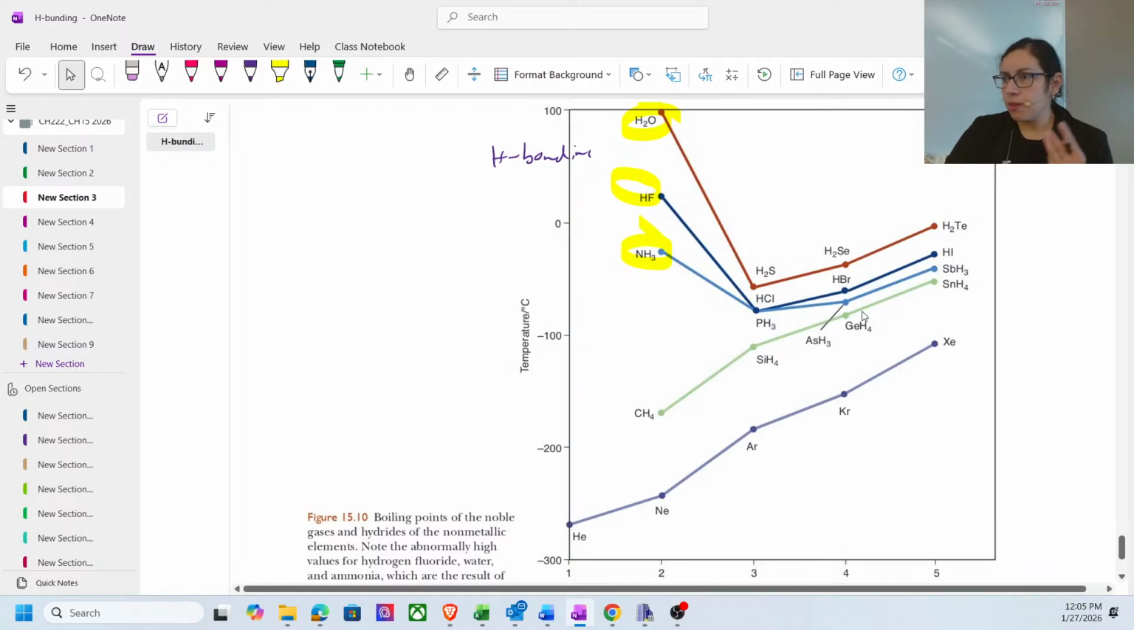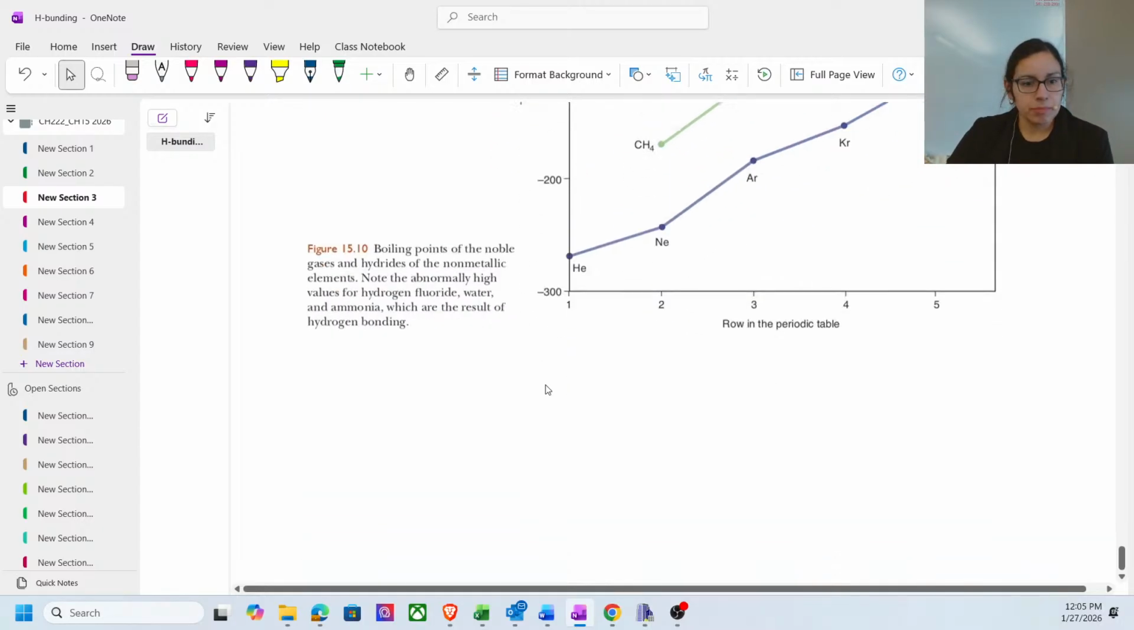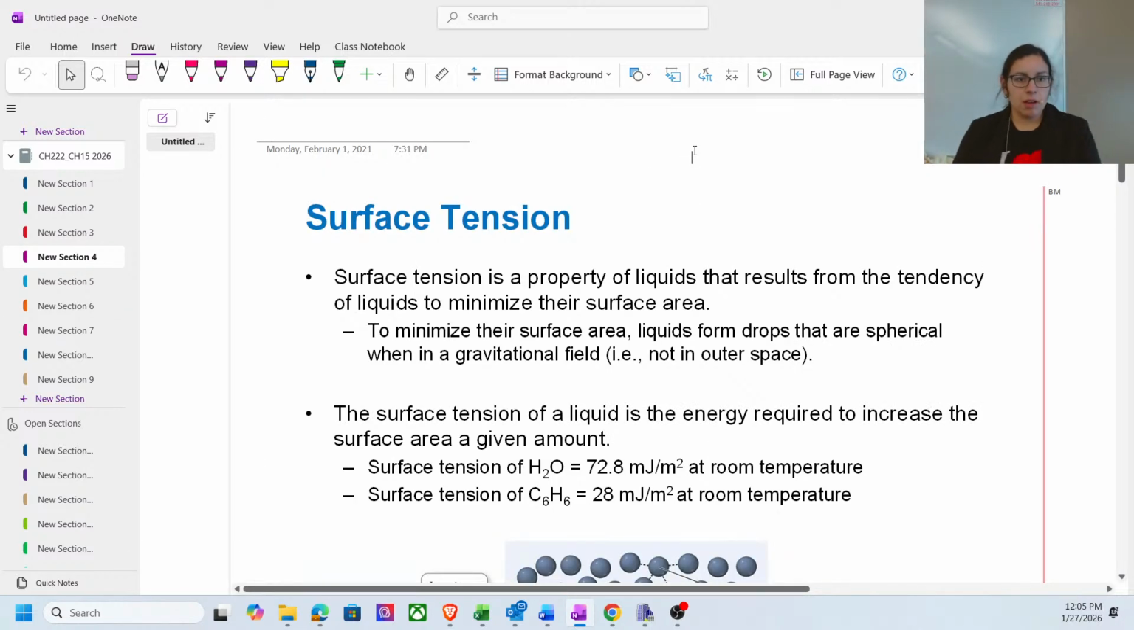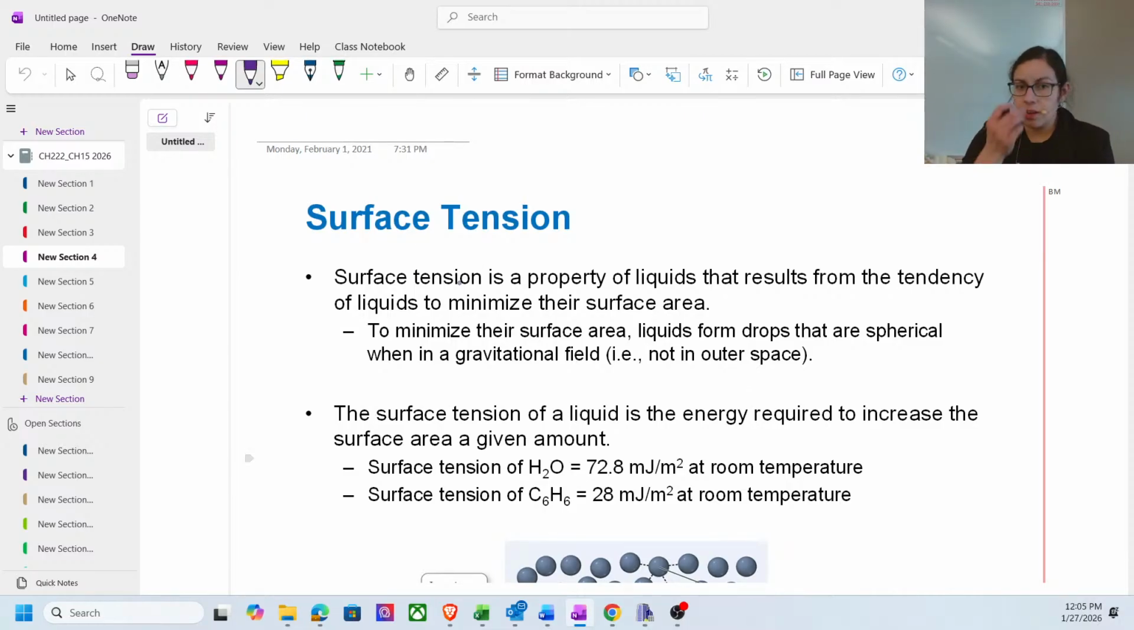Questions about these graphs? All right, so then a related property is our surface tension. Let's define our surface tension. Surface tension is our property of liquids that results from our tendency of liquids to minimize their surface area. And so droplets, if they have strong intermolecular forces, are able to form a sphere.